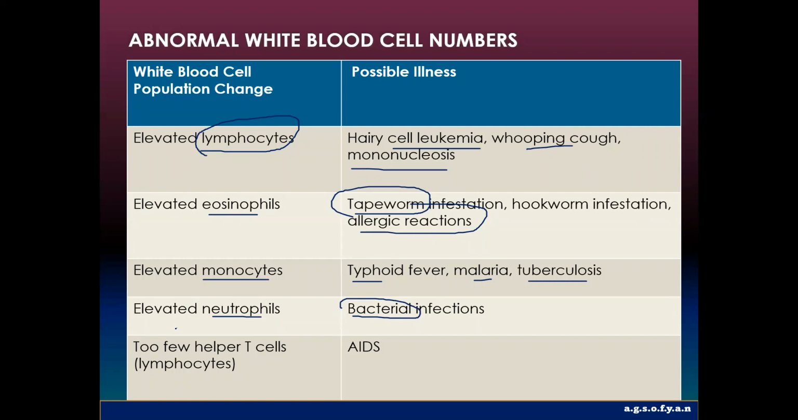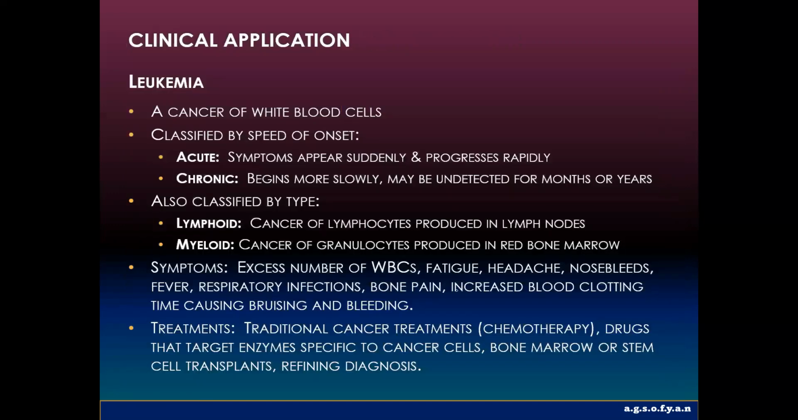If there are too few lymphocytes, especially T helper cells or T cells, it is AIDS. Leukemia is a type of cancer, white blood cell cancer. Okay, this is mostly caused by too many young leukocytes in our blood.